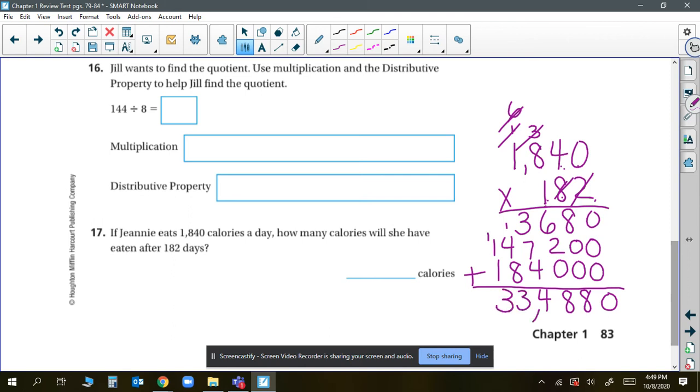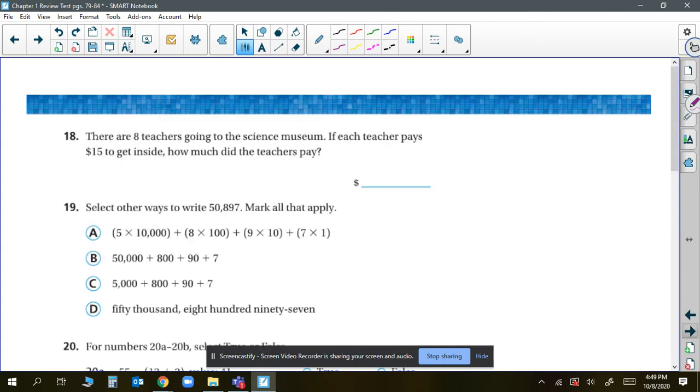And we get 334,880. I don't know if that's what I said, but that's what it is.